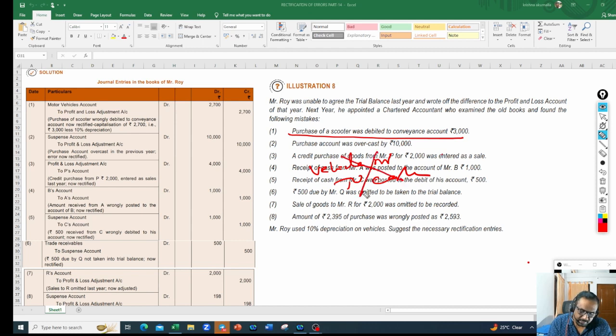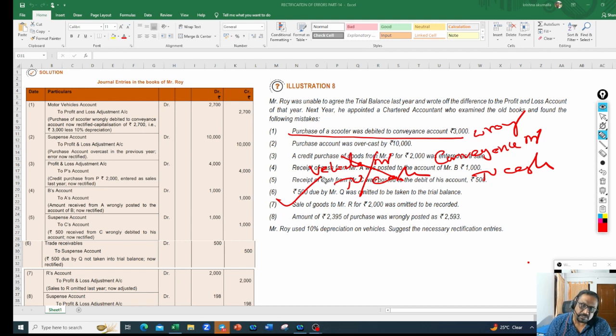What did they write? They debited conveyance account and credited cash account. This is the wrong entry. Correct entry is vehicle account debit to cash account, or scooter account debit to cash account, whatever it may be.